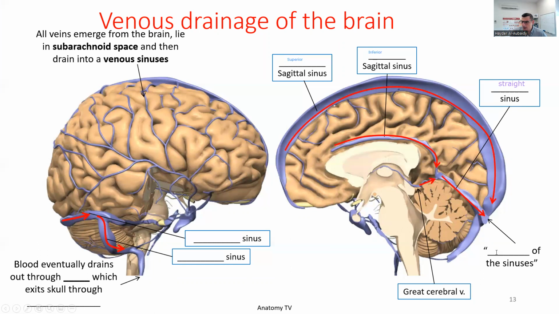And the junction here is considered to be the confluence of sinuses. Looking at the lateral aspects here, you can see this one, which is called the transverse sinus, which goes all the way into the sigmoid sinus. And then blood eventually drains out through the jugular foramen, which exit, so it should be internal.